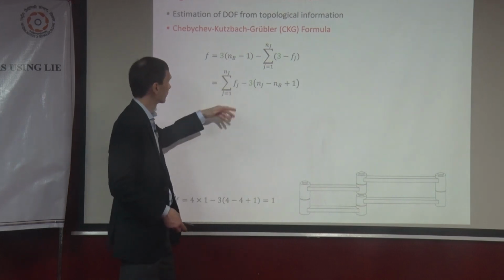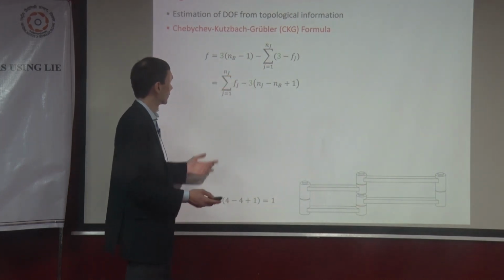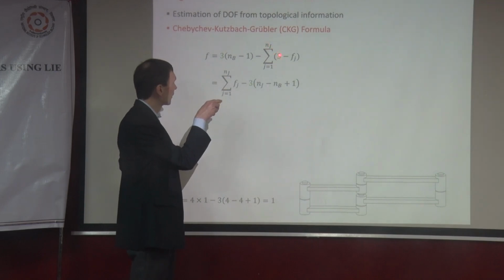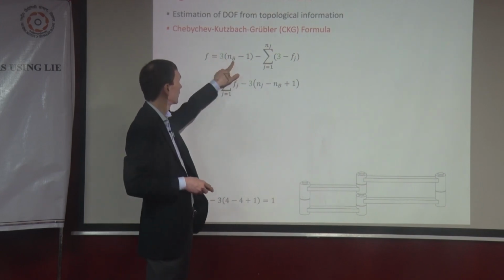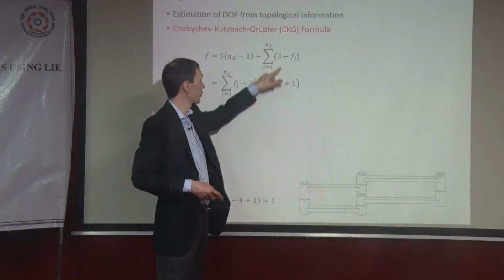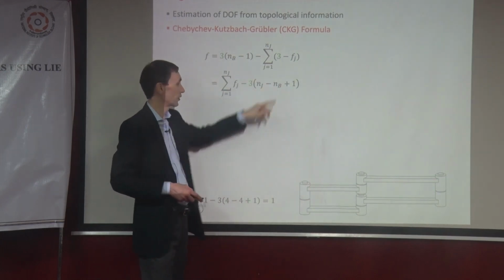And of course you can take this into the sum. The only sum is here. This is nj times 3, and then we have the same here. So essentially nb times 3 minus nj times 3 is this, plus 1, and this there.